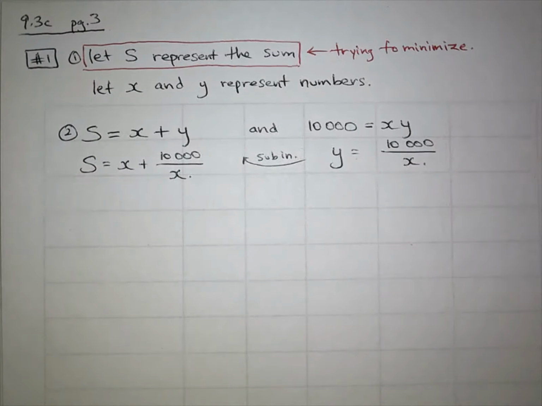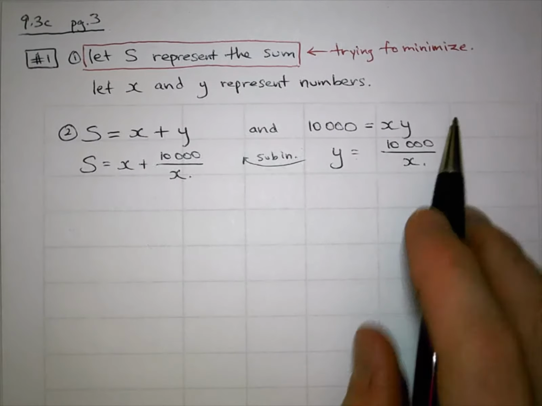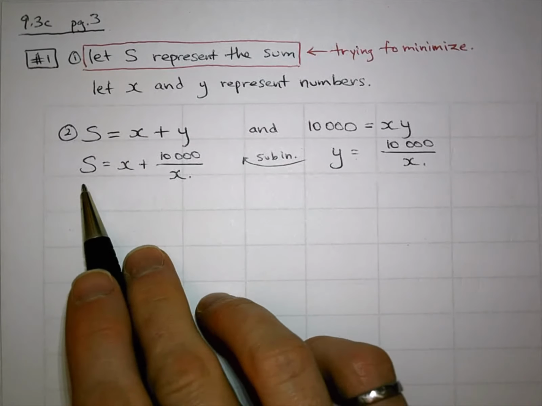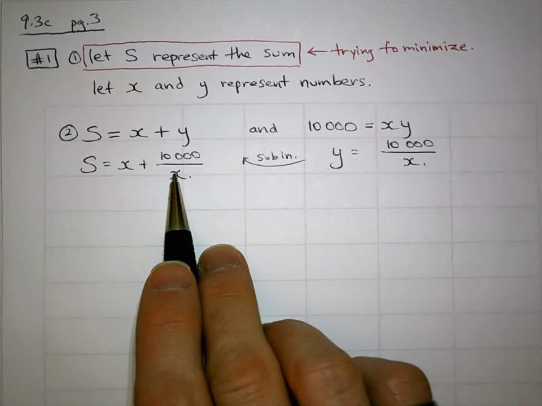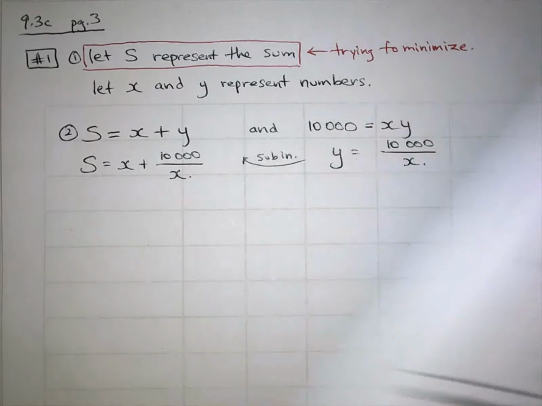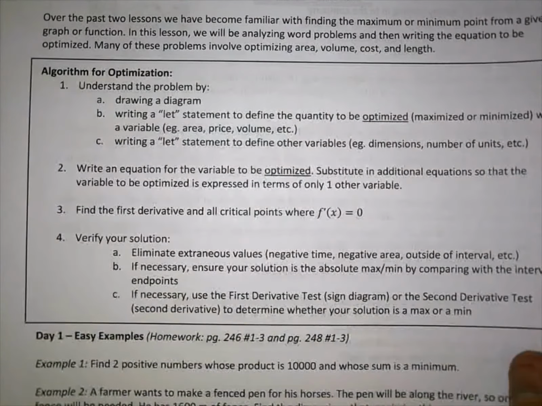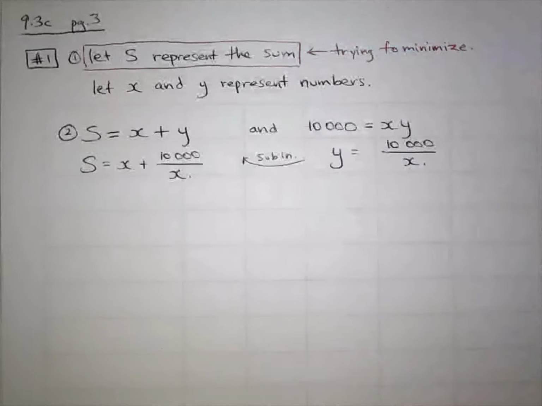Remember, this was my goal. This is my key point. The hardest part of the question is I need to write an expression for the variable to be optimized in terms of only one other variable. Now I can move on to step 3, find the derivative and all critical points. And this should be second nature.